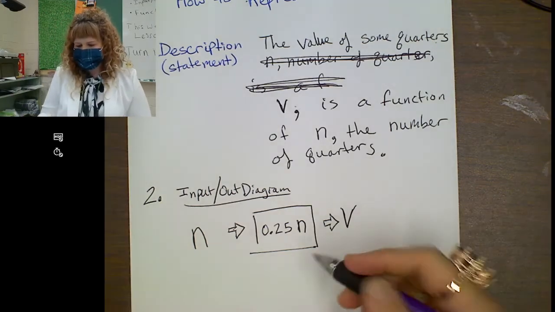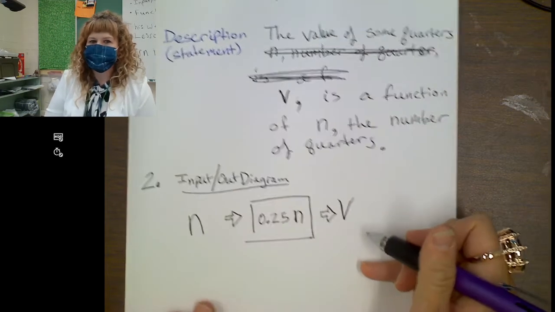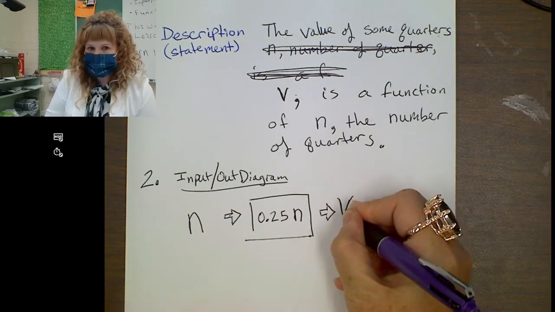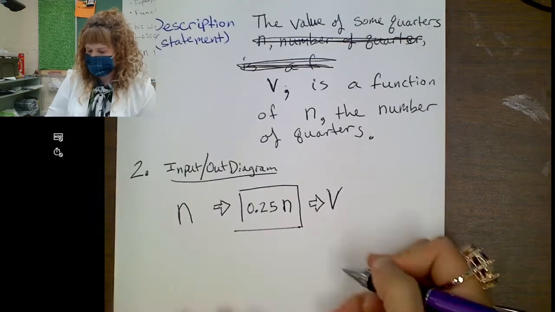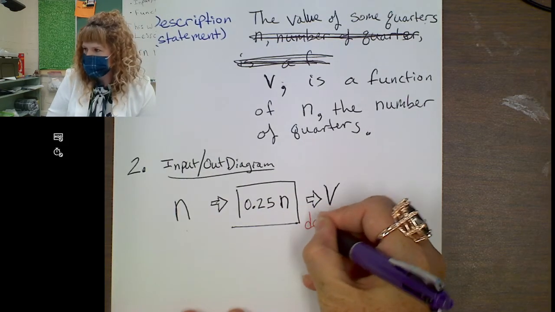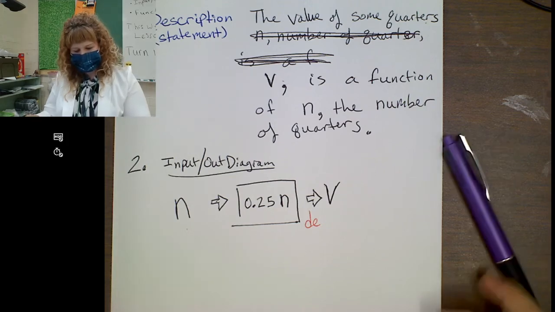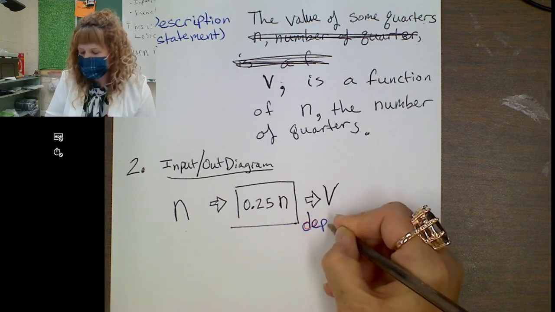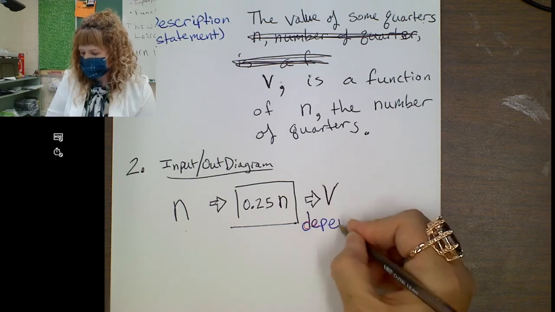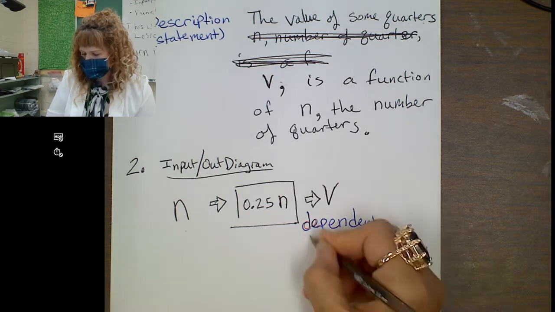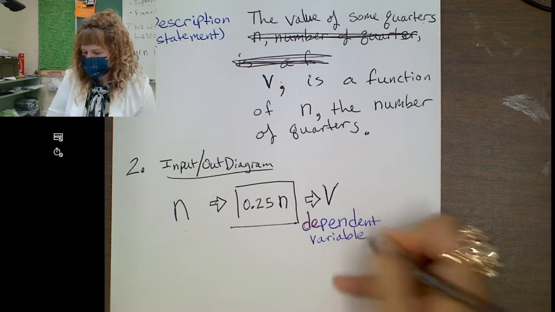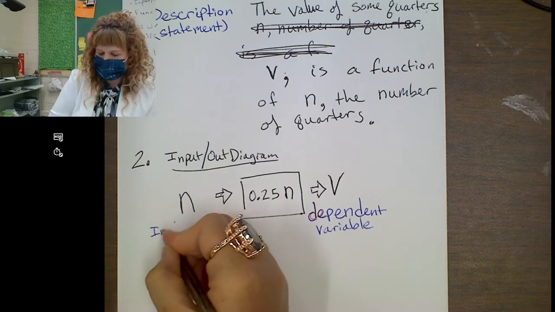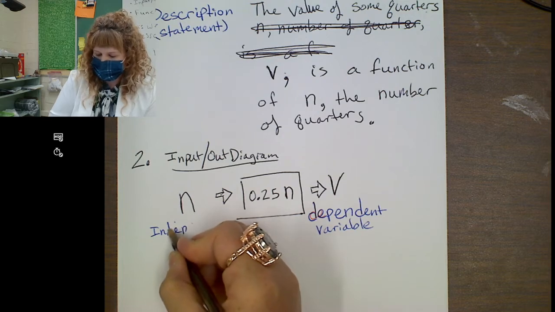To show you how this relates to the independent and dependent variable, this is important in your notes. The output depends on the input. So the output is the dependent variable. Let me say that again. The output depends on the input. So the output is the dependent variable. And the input doesn't depend on anything. It's the independent variable. You need to write that down.